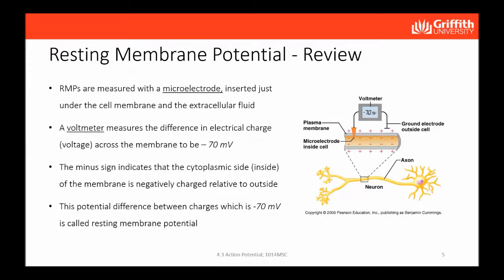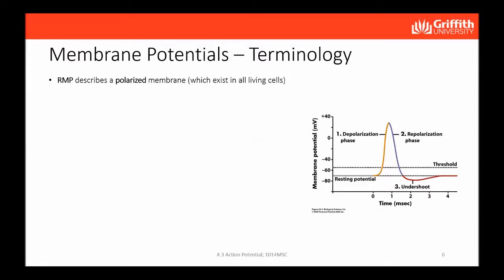The plasma membrane separates charges locally, and therefore it is said to be polarized, meaning charged. The value of the resting membrane potential varies from negative 40 millivolts to negative 90 millivolts. The resting membrane potential exists in all living cells.